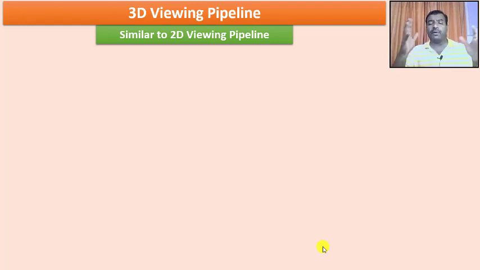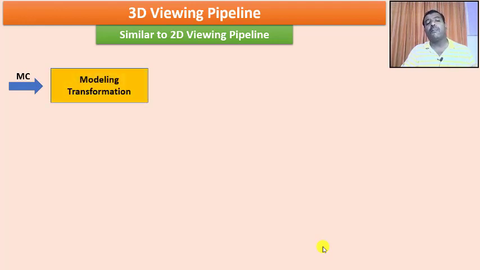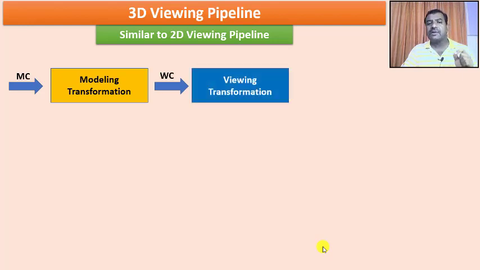to the 2D viewing pipeline. If you remember the 2D viewing pipeline, we are just going to have a modeling coordinate system. From modeling coordinates we are going to have the world coordinate system. From the world coordinates we are going to have the projection coordinates, the view coordinates, and so on. It is similar to this again. We are going to have modeling coordinates. From the modeling coordinates we are going to have a modeling transformation, which will give me world coordinates. So this world coordinate will be transformed into viewing, hence we call this the viewing transformation.